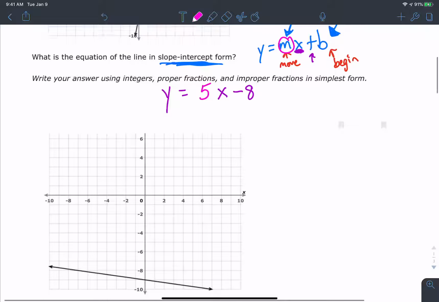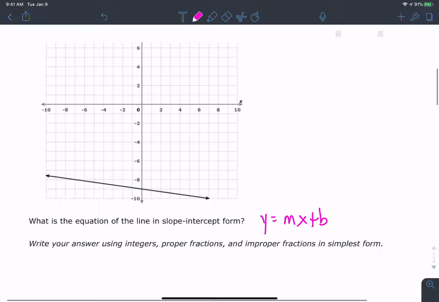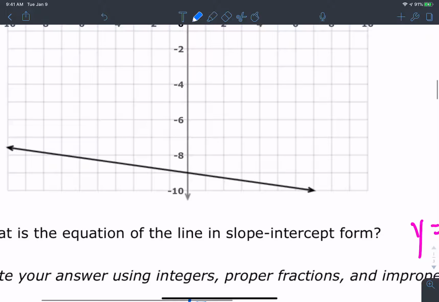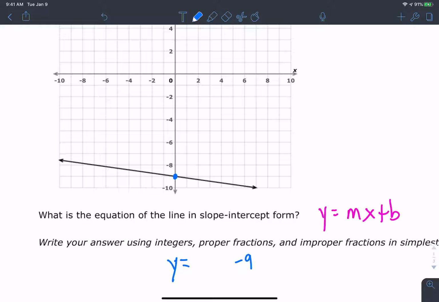All right, let's look at another one. Same thing, we want slope-intercept form, so y equals mx plus b. Let's start by identifying our y-intercept. Go ahead and type in y equals into your space first. Let's go to the y-axis. It looks like the y-intercept is -9. So I'm going to put a -9 back here. I know my variable x has to be in front of that.